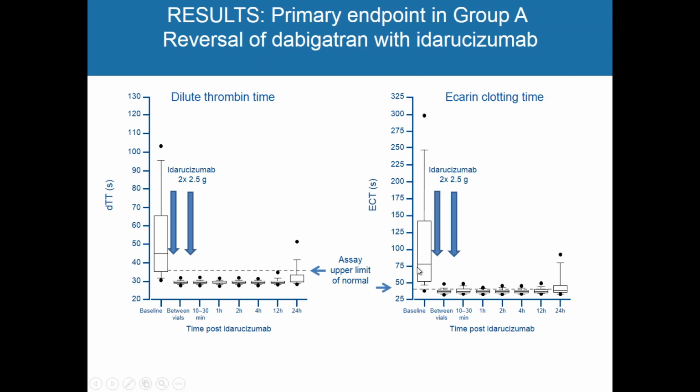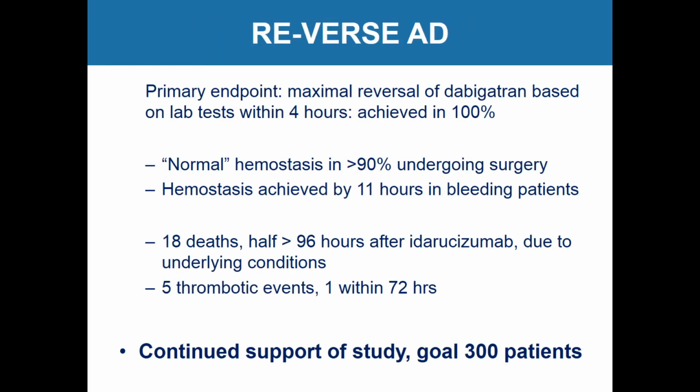Similarly, the mean ecarin clotting time was here with this wide splay as seen in patients who present in the real world. And in all of the patients after administration of idarucizumab, you have the ecarin clotting time reverting to the normal range. The primary endpoint, again, maximal reversal of dabigatran based on lab tests within 4 hours of administration, was achieved in 100% of the patients who were studied in the RE-VERSE AD study.